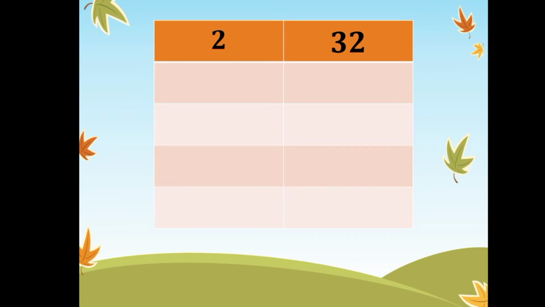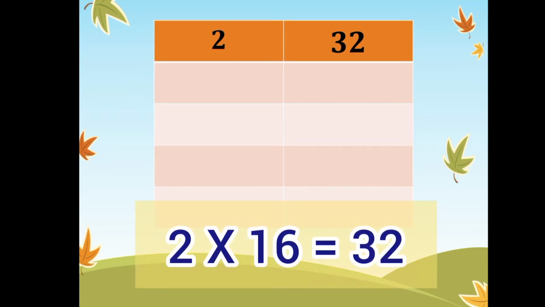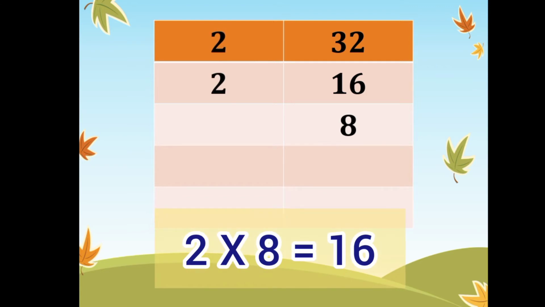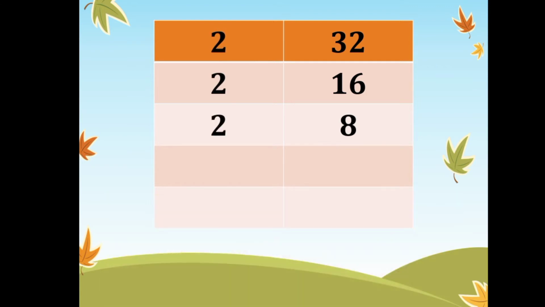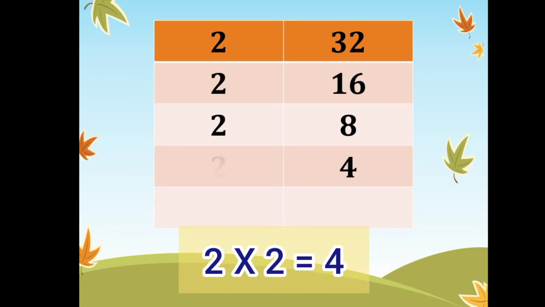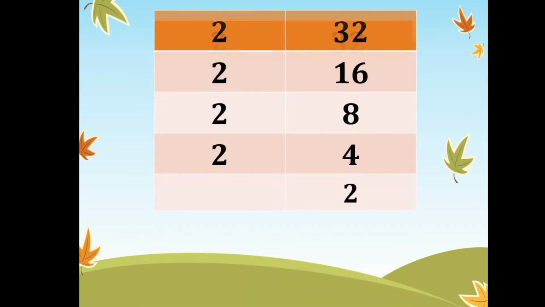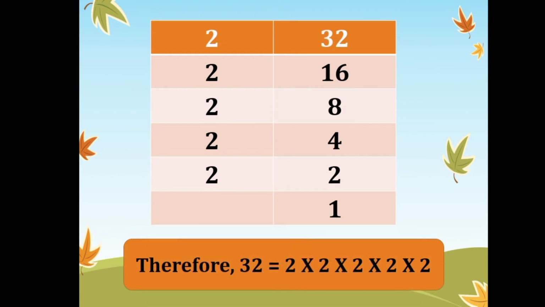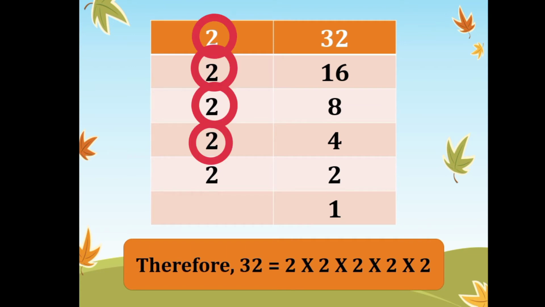Now the next number of question 2 is 32. 2 16s are 32, 2 8s are 16, 2 4s are 8, 2 2s are 4 and 2 1s are 2. So with this I have jotted down all the left-hand side divisors, that is 32 is equal to 2 multiplied by 2 multiplied by 2 multiplied by 2 multiplied by 2.